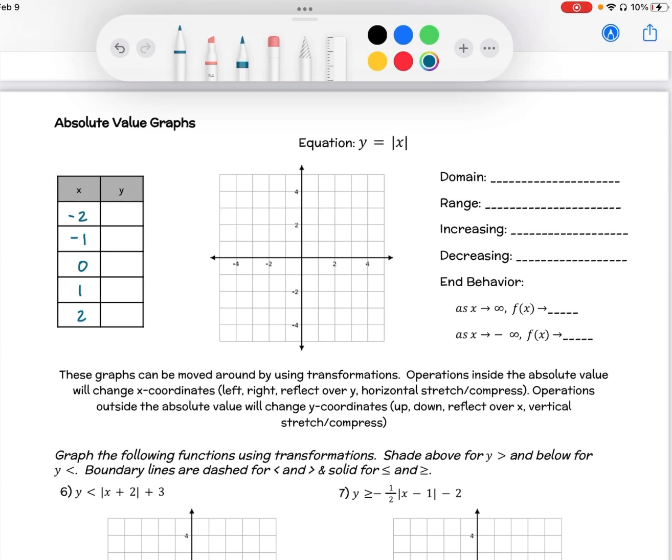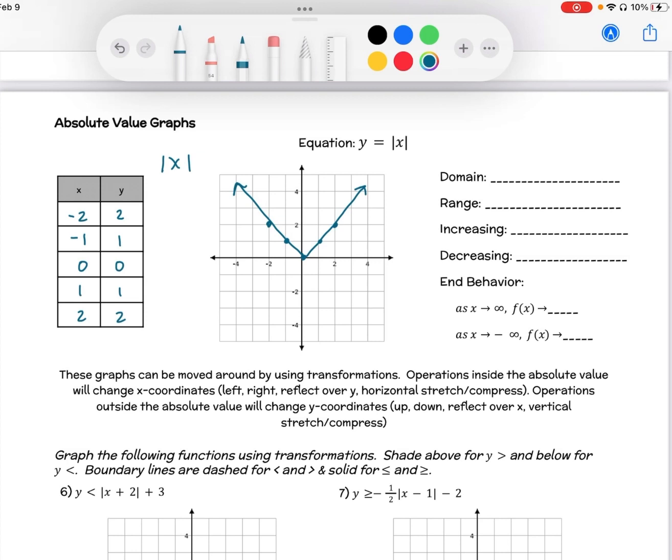All right, and what we're going to do is figure out what the y values are. So we do that by plugging them into our equation. So if we plug them into the absolute value of x, -2, the absolute value of -2 will be 2. Absolute value of -1 is 1, 0, 1, 2. So we're going to put those points on the graph. So -2, 2, -1, 1, 0, 0, 1, 1, 2, 2. And we know that it should make a V shape once we connect them. Okay?